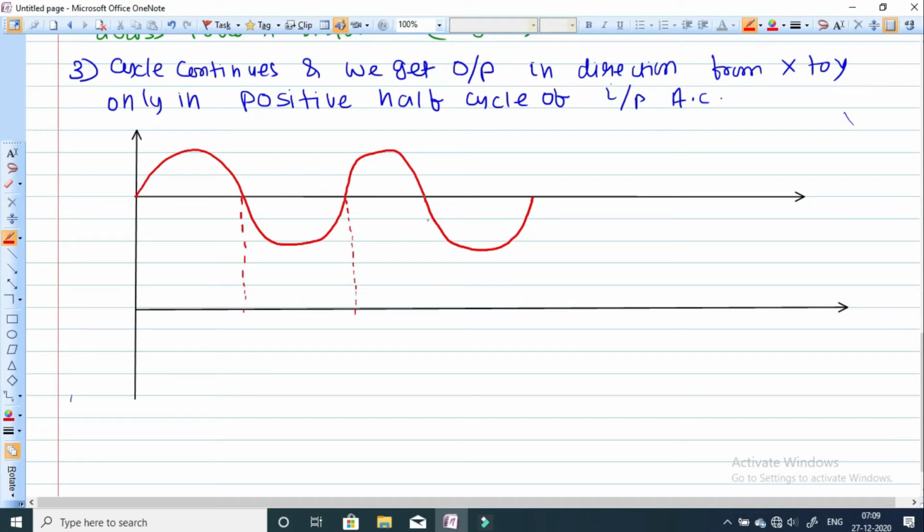And we will get the output only when it is the positive cycle of input AC. This is the negative cycle, positive cycle, negative cycle. Like this it will go on. This is your input AC. Now we will see the output.